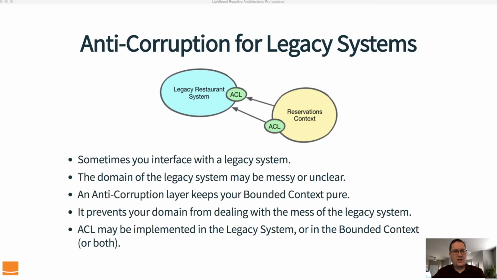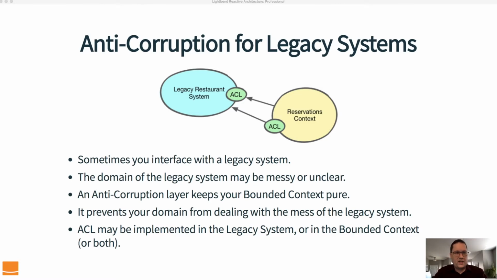Now, in this case, we have our anti-corruption layer in two places. We have it both in the reservations context and in the legacy system. You can see it in both places. Technically, you could put it in either place or both. What I would generally recommend is anytime a pure microservice or a pure bounded context has to communicate with another external service of some kind, it should do so through an anti-corruption layer. So the reservations context should always have an anti-corruption layer to communicate with an external service.